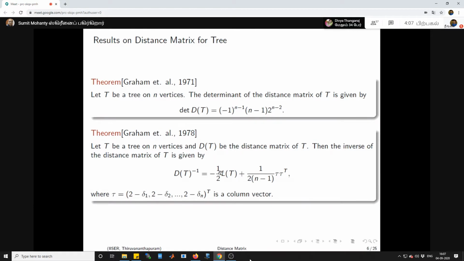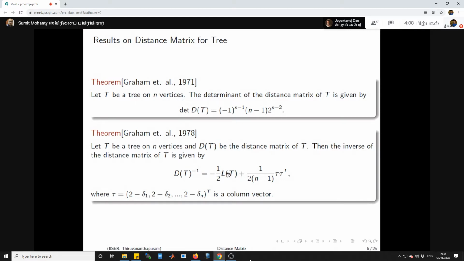People look into this result because the Laplacian matrix is coming in here. The Laplacian matrix and the distance matrix are unrelated matrices, but still, in the inverse, the Laplacian matrix comes into the picture. So one of the reasons people started looking at this type of problem, computing the inverse, is to understand why this Laplacian matrix is coming up.